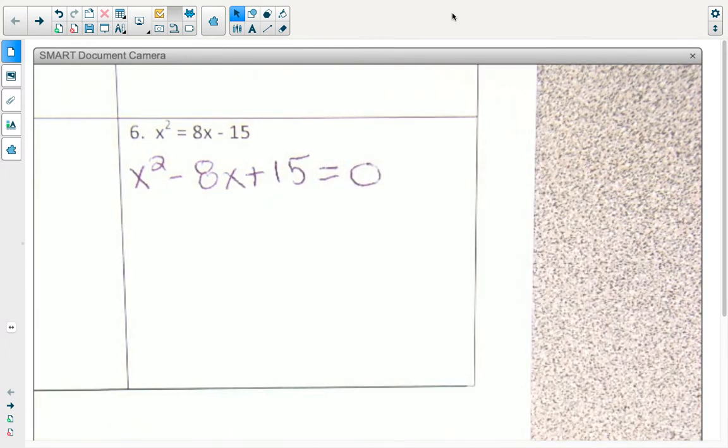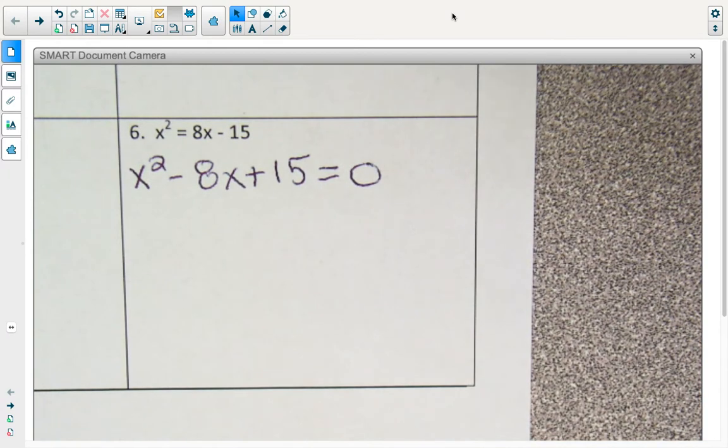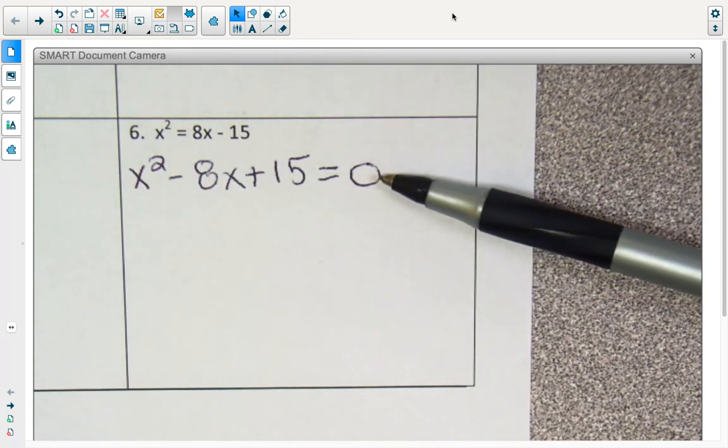Again, I did a couple of steps in my head, but let me say that verbally for you. It was positive 8x. We subtracted it because that's how you move across the equal sign. You do the opposite. This is negative 15. I added it. Again, you do the opposite operation so that my problem is equal to 0. So if you're going to solve by graphing or factoring, make sure the problem is equal to 0.